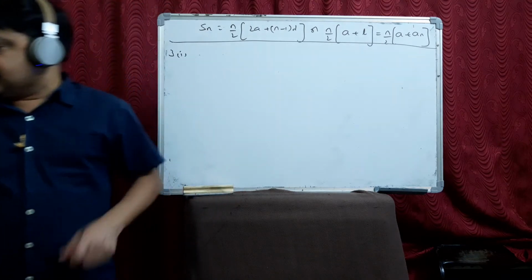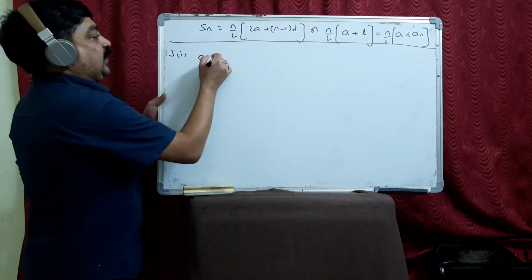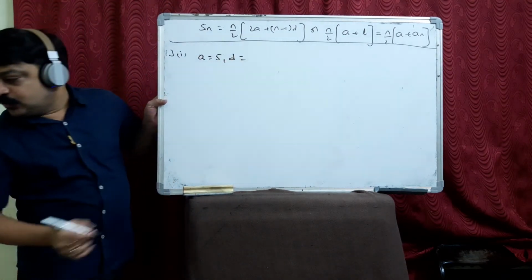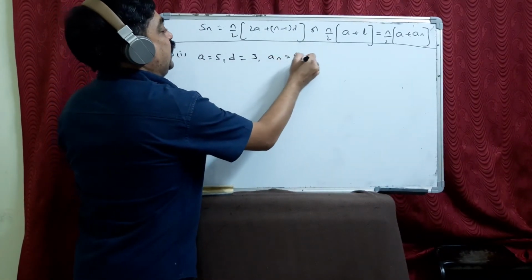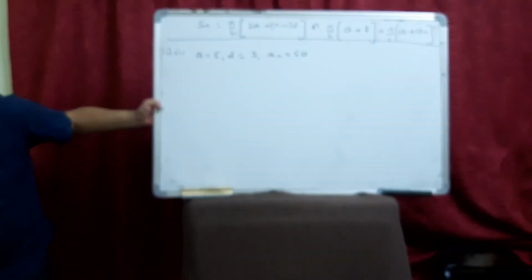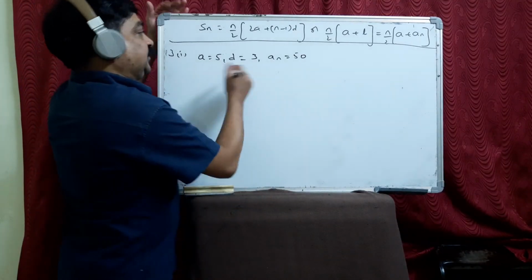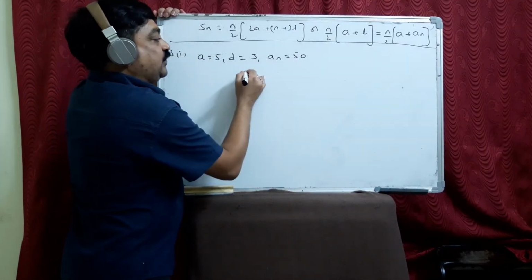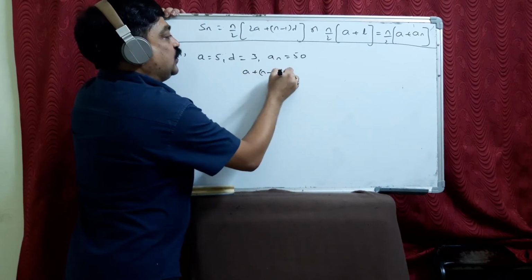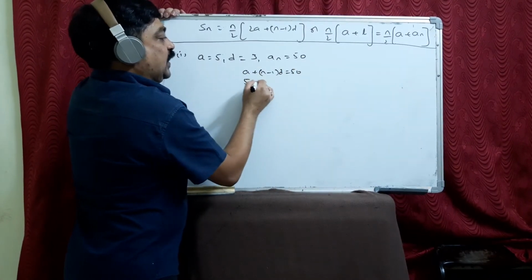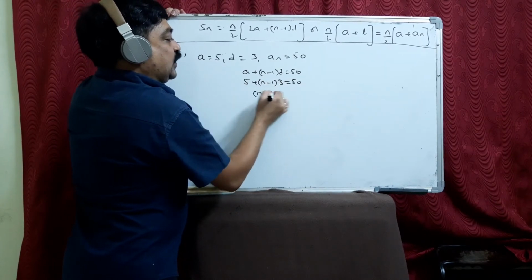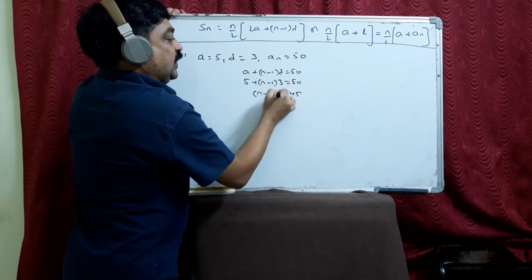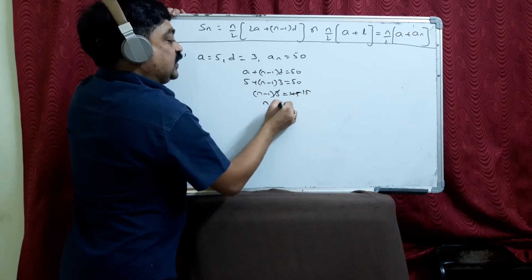See, they have given A is equal to 5 and D is equal to 3 and AN is equal to 50, and we are asked to find out N and SN. So when AN is 50, just equate A plus N minus 1 into D is 50. 5 plus N minus 1 into 3 is 50. N minus 1 into 3 is 45. You can cancel this 15. So N equal to 16.